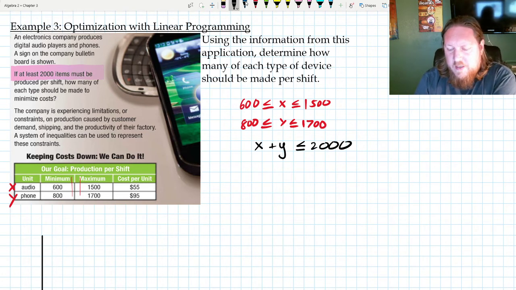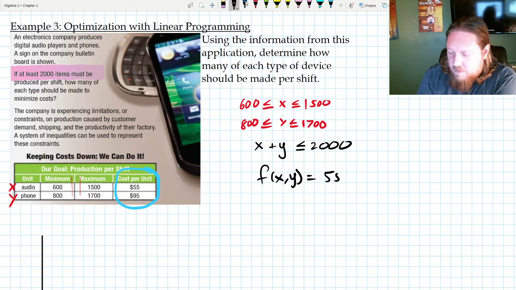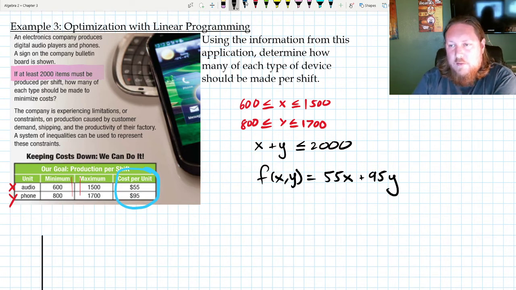I like to do it all in the beginning. The big thing here is I noticed there's another row called cost per unit. So I am going to use that to make a function for cost, f of x, y. The cost of producing audio devices is $55. So for every one of those you make, it's going to cost you $55. And for every phone you make, it's going to cost you $95. So there is our function.